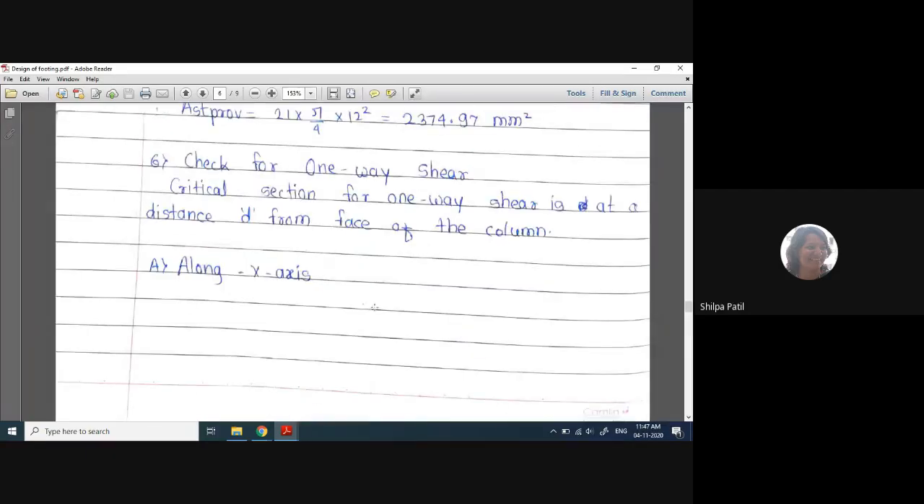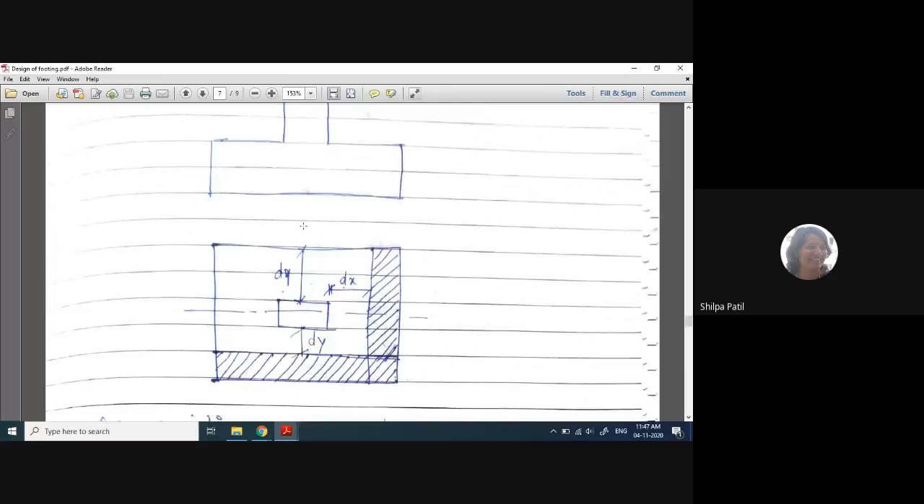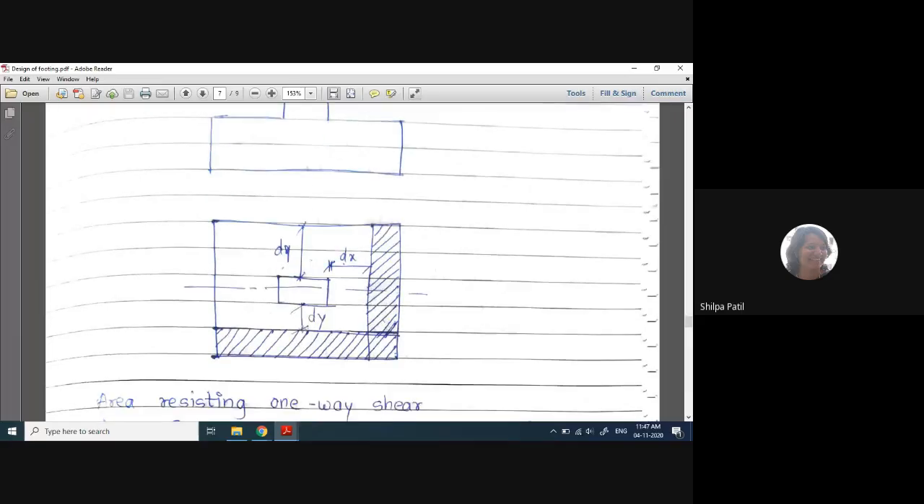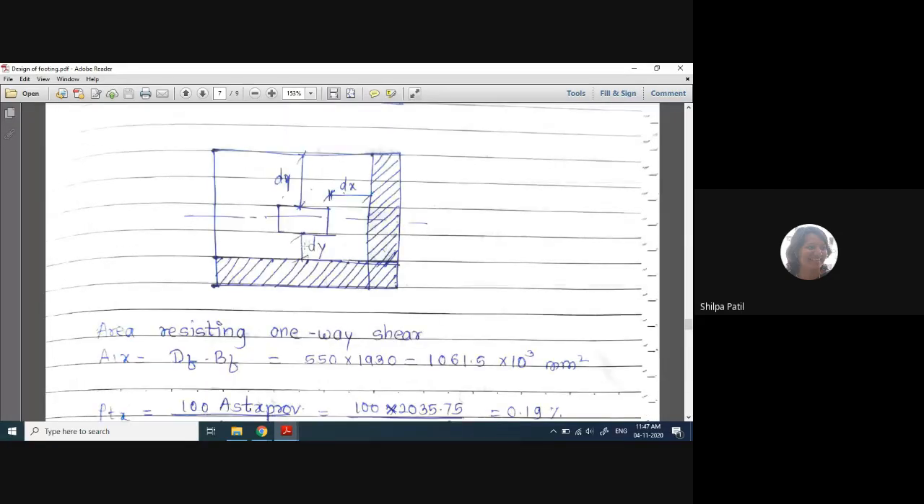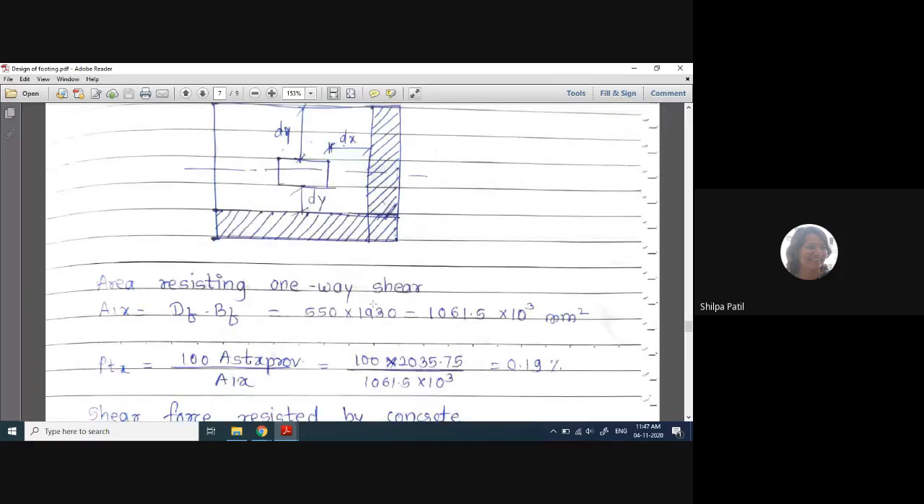Okay, so along the x-axis, that is along this axis, the depth is dy. So on this particular area, at a distance dy from the face of the column, this particular line is the critical section. Along this critical section we have to calculate the shear. The area resisting the one-way shear is calculated as df into bf. This is the total area. The entire area of the footing is subjected to one-way shear. So df into bf is calculated as A1x.